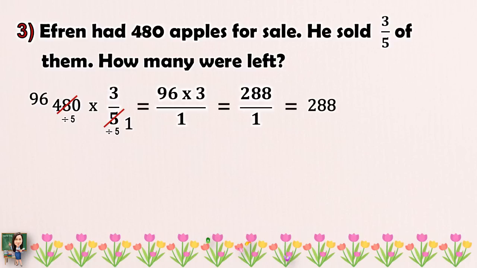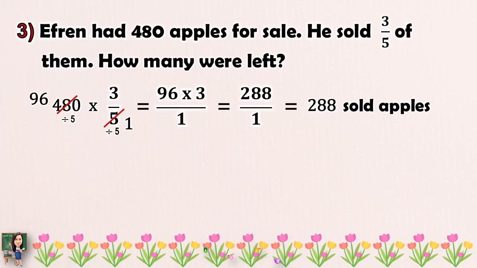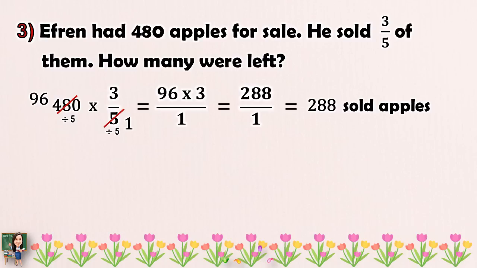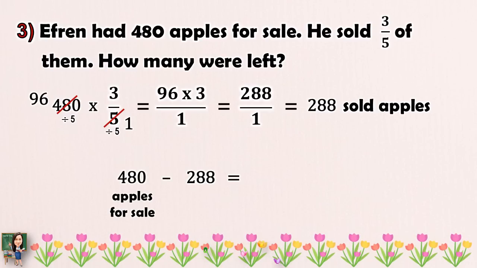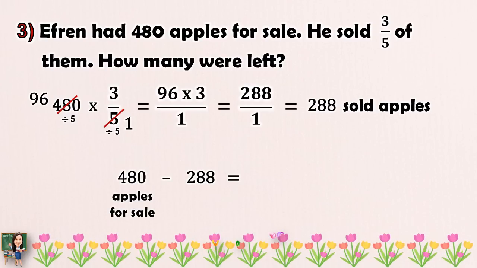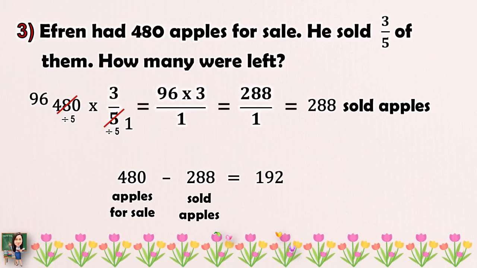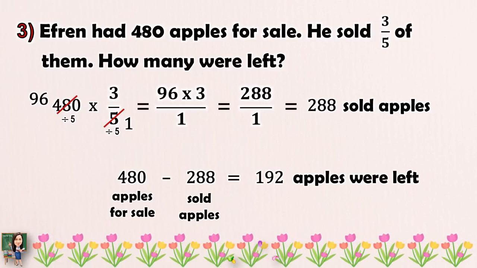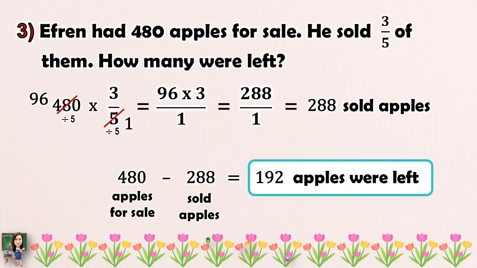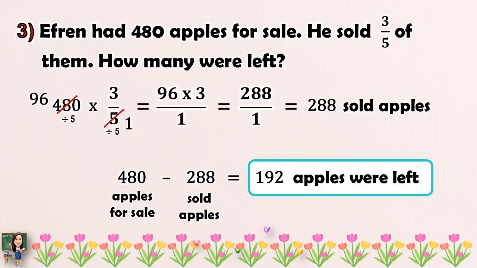Therefore, there are 288 sold apples. And now identify how many were left. Subtract 480 apples for sale minus 288 sold apples equals 192 apples were left. So therefore, there are 192 apples left.